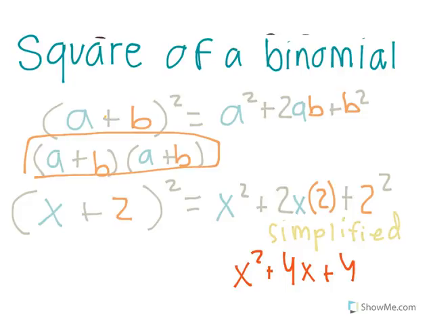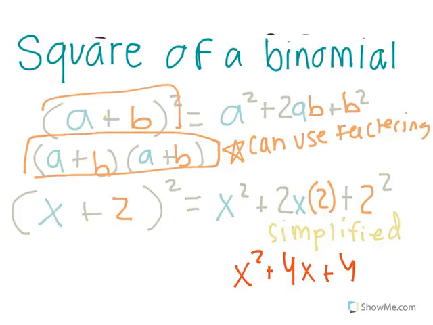But if you can't remember this rule, you can use factoring by writing out this term as this one times this one and using the factoring method. And then here's an example using numbers more like you would see. So for factoring, you would write it out like this times this, and then factor it out.